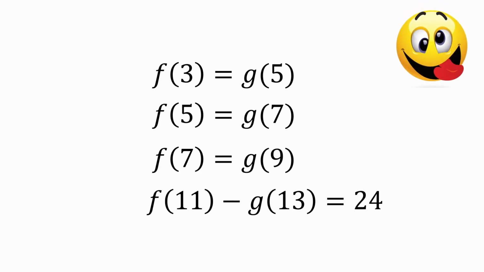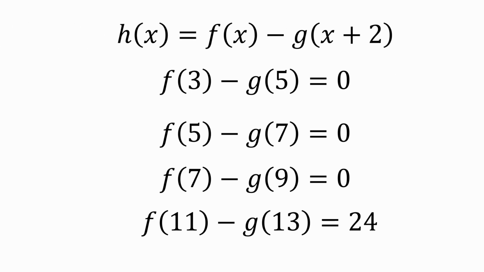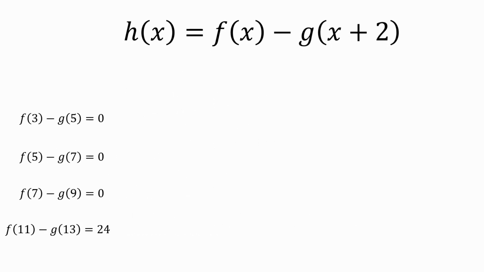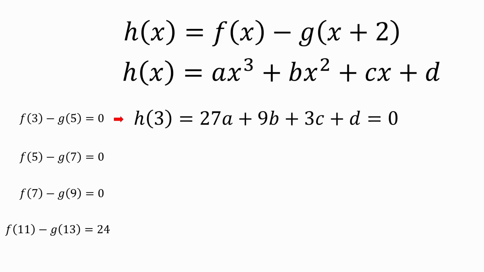To Crazy's credit, he's going to approach this in a more convincing way. You won't feel ripped off that it was done by assuming specific values. Let's first rewrite the information given by subtracting g from both sides. Since the g input is always 2 more than the f input, we can create a brand new cubic, call it h of x, and write it as f of x minus g of x plus 2. Since h is also a cubic function, we can write it as ax cubed plus bx squared plus cx plus d. So when x equals 3, we get the following equations for h.